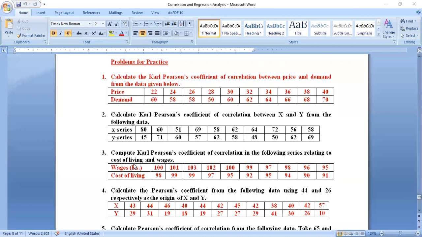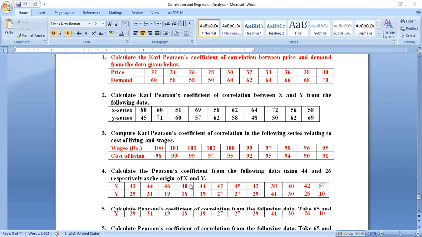Then problem number 3: compute Karl Pearson's coefficient of correlation in the following series relating to cost of living and wages. Wages stands for X and cost of living stands for Y. Wages: 100, 101, 103, 102, 100, 99, 97, 98, 96, 95. Cost of living: 98, 99, 99 again, 97, 95, 92, 95, 94, 90, 91. This is problem number 3.